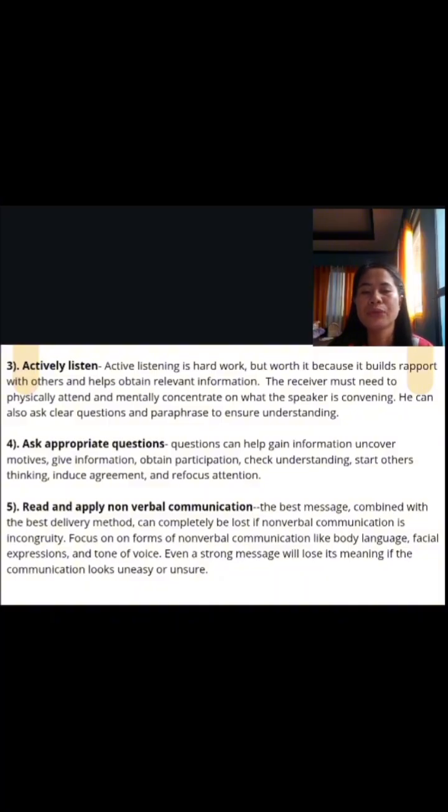Fifth is read and apply nonverbal communication. The best message combined with the best delivery method can completely be lost if nonverbal communication shows incongruity. Focus on the forms of nonverbal communication like body language, facial expressions, and tone of voice. Even a strong message will lose its meaning if the communication looks uneasy or unsure.